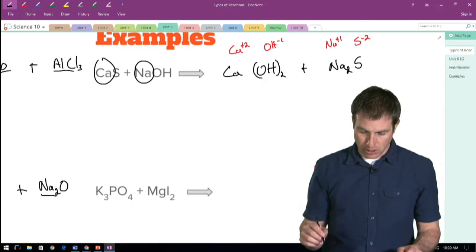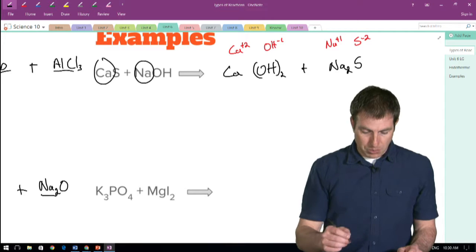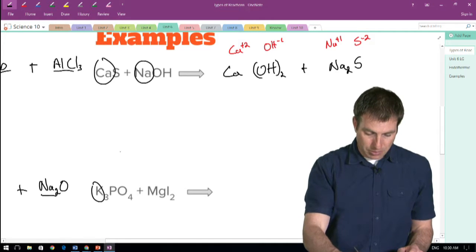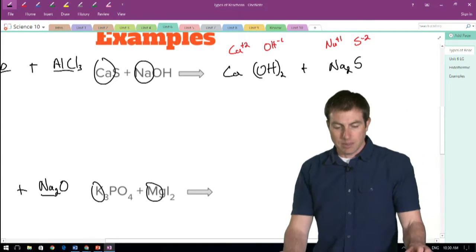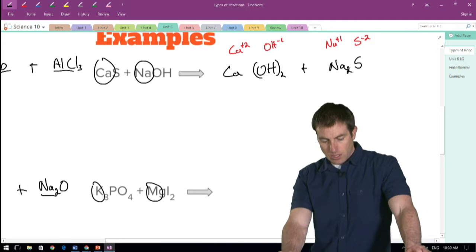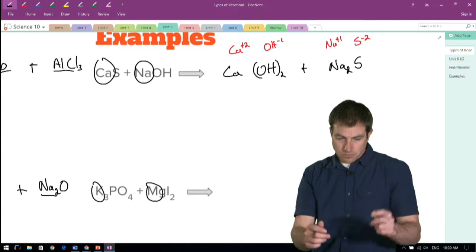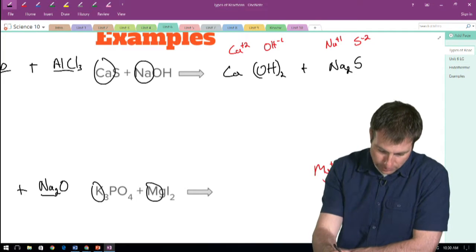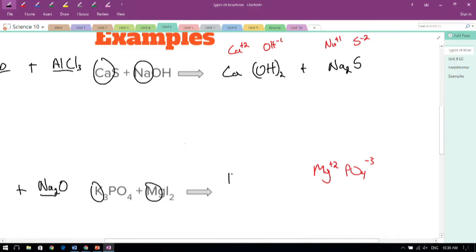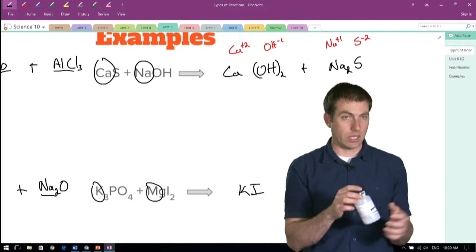This one's a little trickier. I'm going to end up with the potassium and the Mg, magnesium, switching. So you can see that I have that started up here already. So K is always +1, so I'm going to have K, potassium iodide, KI. And remember potassium iodide, that's what we used already today. Here's my potassium iodide that we used with the elephant's toothpaste.